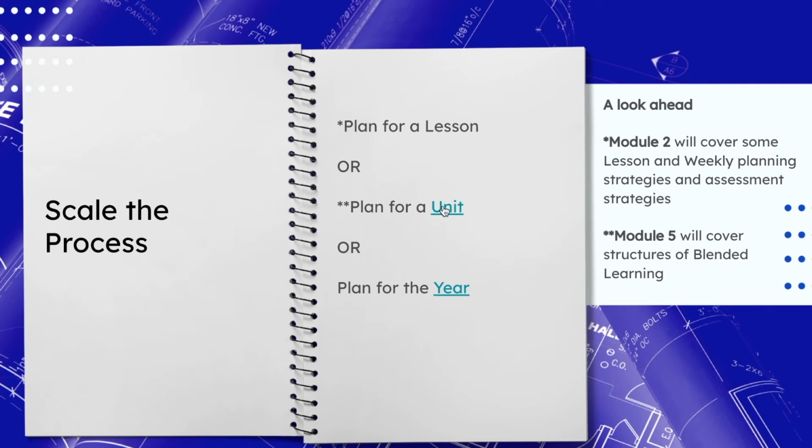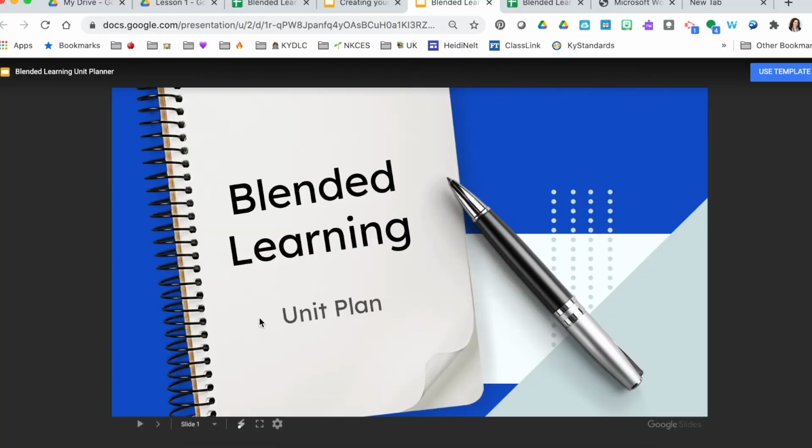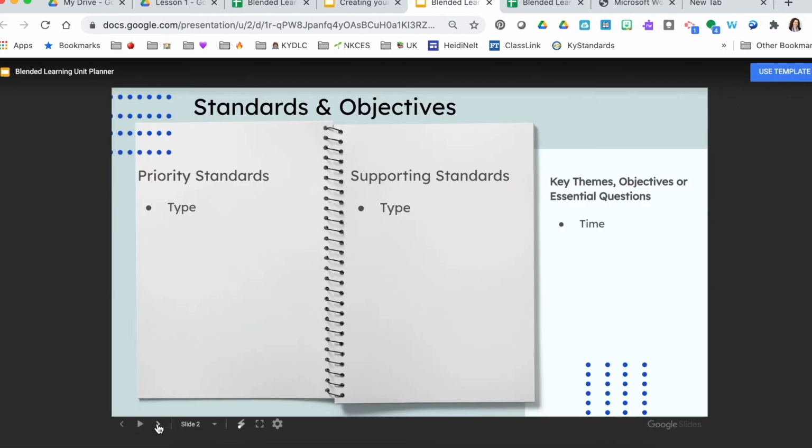If we take a look at a sample unit plan, you can make a copy of this template and use it. You can press Use Template and make a copy to your drive so that you can customize it to fit your needs. In this unit plan, we begin by identifying standards and objectives that we think are important for the particular unit and tie that to key themes or objectives that are critical for the coursework.